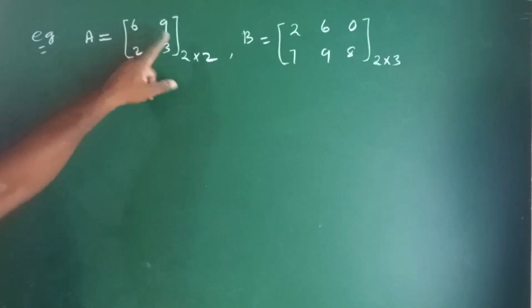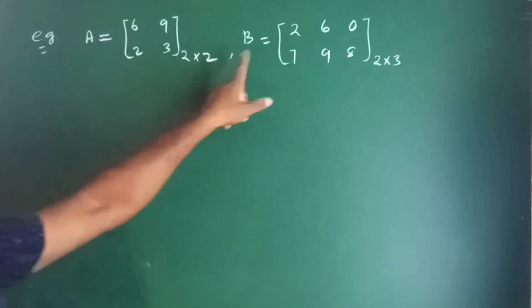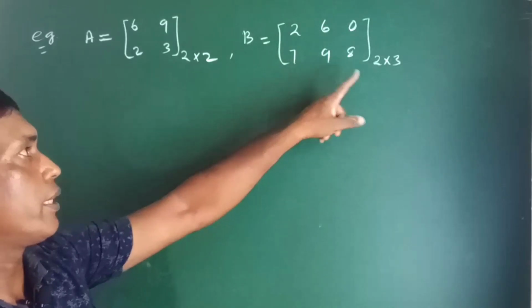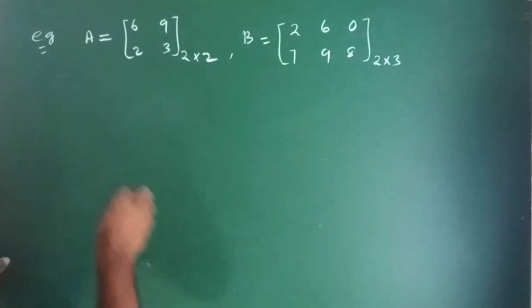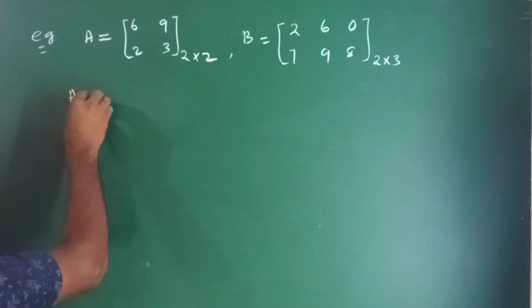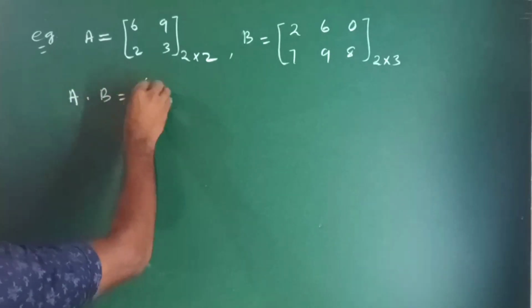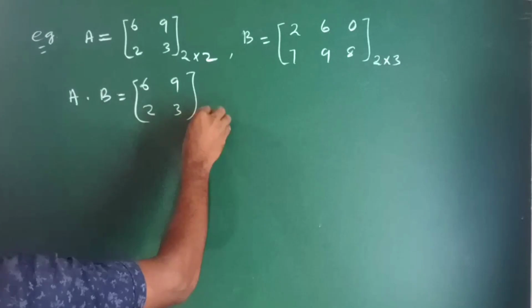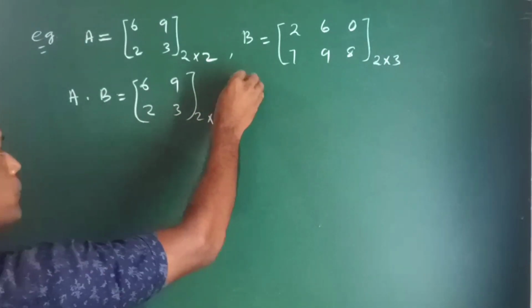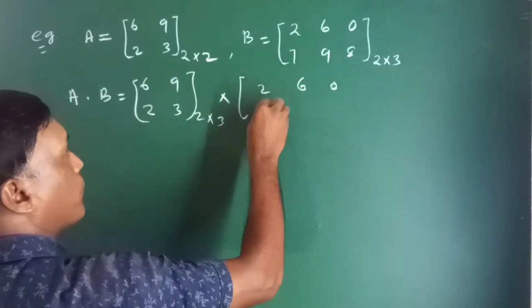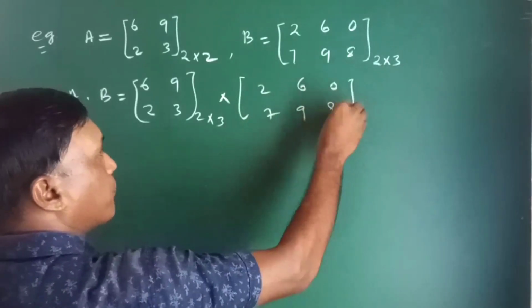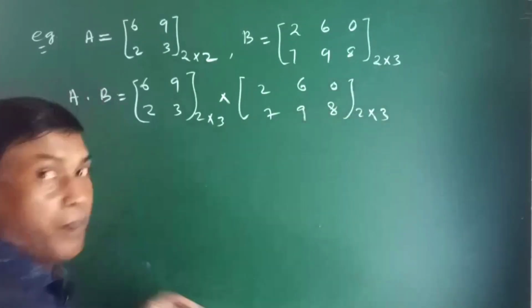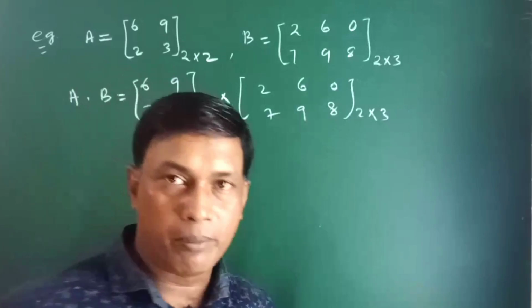Example, A is a matrix [6, 9; 2, 3] of order 2 cross 2, B is a matrix [2, 6, 0; 7, 9, 8] of order 2 cross 3, and we want to find the value of A into B. That means [6, 9; 2, 3] of order 2 cross 2 into [2, 6, 0; 7, 9, 8] of order 2 cross 3. First check whether the product is possible or not.